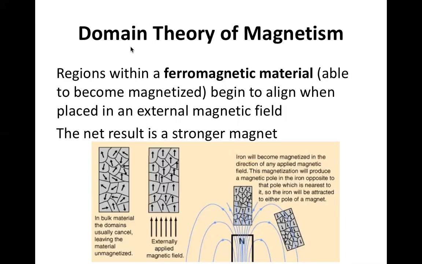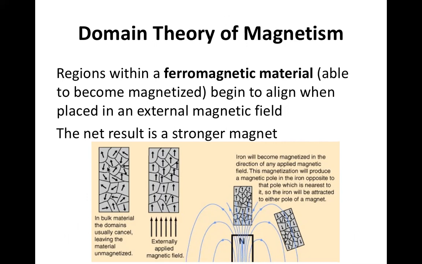So in terms of explaining magnetism, there's the domain theory of magnetism. It states that regions exist within ferromagnetic materials, and these regions, or domains, begin to align when placed in an external magnetic field. The net result is a stronger magnet.